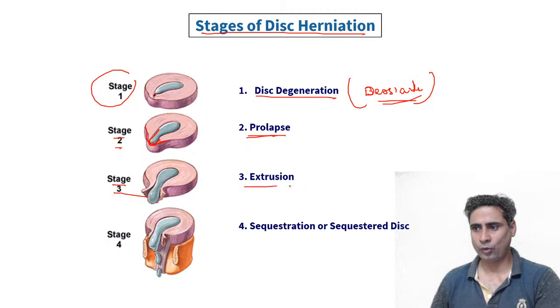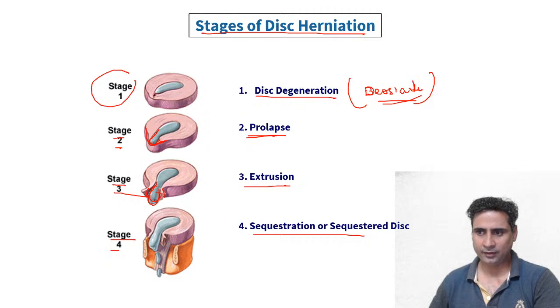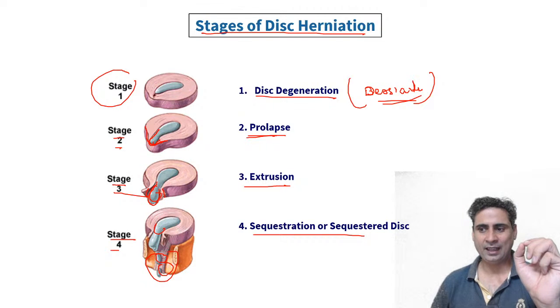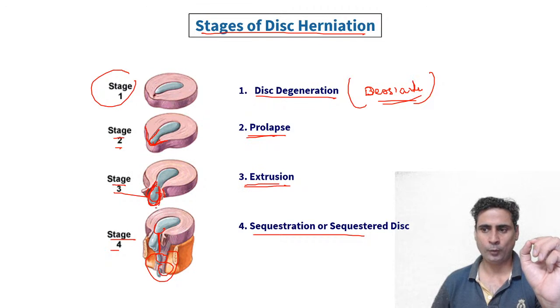Stage 3 is extrusion, where there is a break in the overlying annulus fibrosus and the nucleus pulposus is coming into the spinal canal. The final stage is stage 4, where there is sequestration. The nucleus pulposus detaches from the primary mass and comes into the spinal canal to compress other structures. So in a sequestrated disc, the disc material has no attachment with the primary disc, whereas up to the stage of extrusion, there is attachment of the prolapsed part to the original disc.